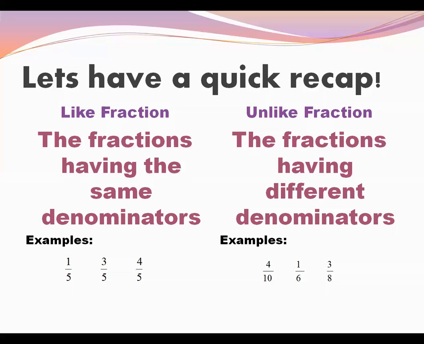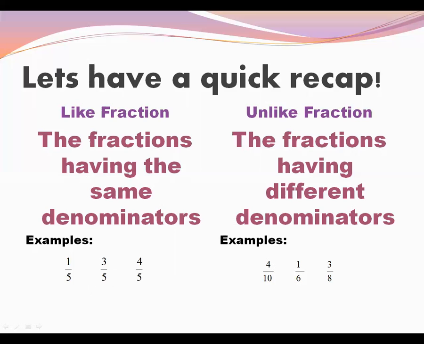As you can see, I have written two definitions on the screen. One is the like fractions and the other one is the unlike fractions. My children, you already know what like fractions and unlike fractions are. The fractions having the same denominators are called like fractions. The examples are also present on your screen. It's 1 upon 5, 3 upon 5, 4 upon 5. They all have the same denominators, so they are known as like fractions.